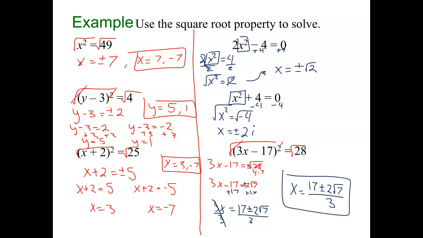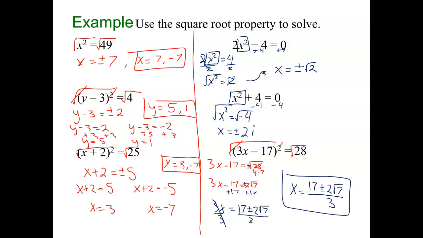Okay? We will see a fair amount of answers that end up looking like this. Okay? That's just the nature of when we get quadratics that can't be factored. We have these irrational answers. We're going to see these a lot. Not all the time, but not an insignificant amount of the time. So that's our square root property, which we're going to be using a lot.